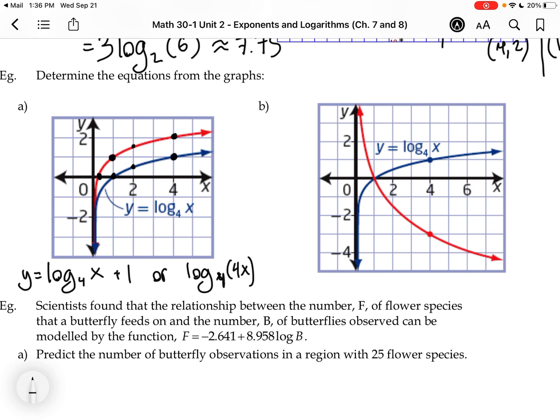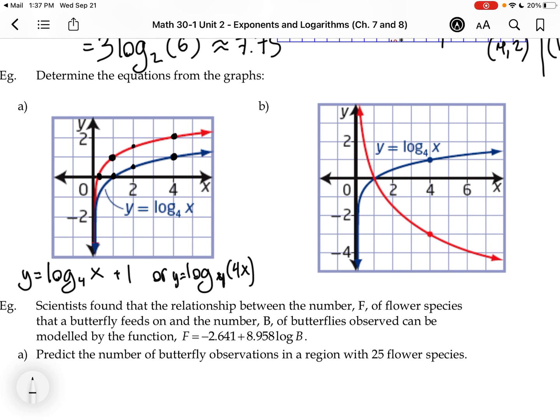Oh, sorry, this should be a 4. Okay, now tomorrow, I should say y equals, we are going to look at why these are equivalent to one another. Okay, let's look at this next one.